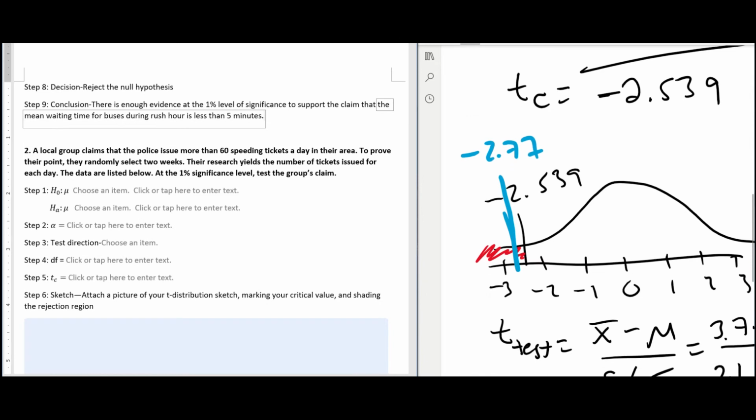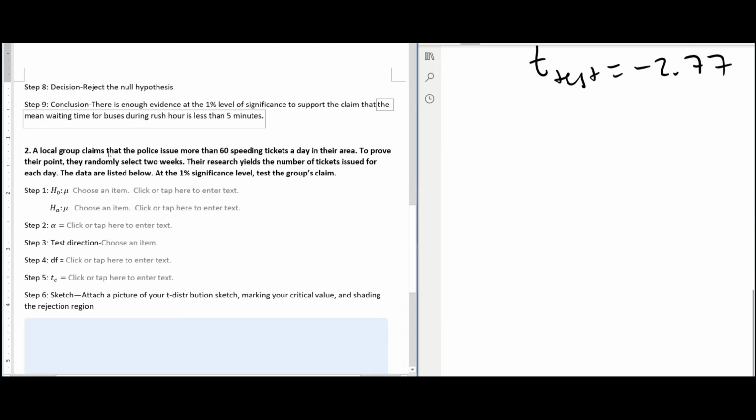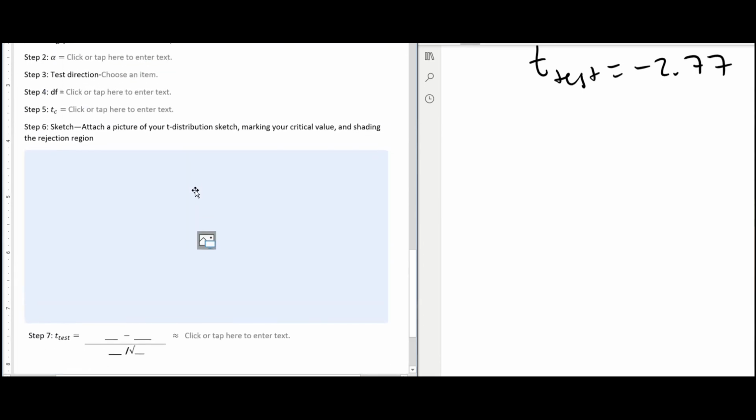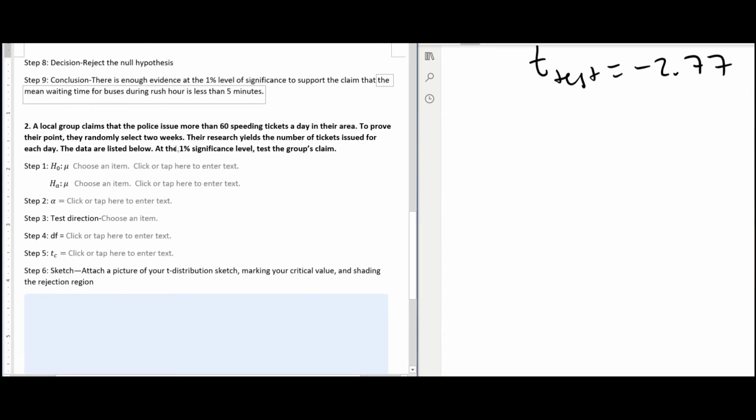All right, let's look at the next one. So we have a local group claims that the police issue more than 60 speeding tickets a day in their area. To prove their point, they randomly select 2 weeks. Their research yields the number of tickets issued for each day. The data are listed below. At the 1% significance level, test the group's claim.